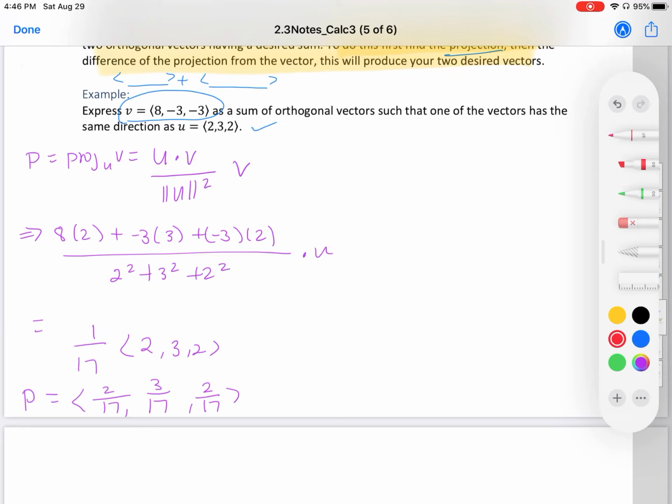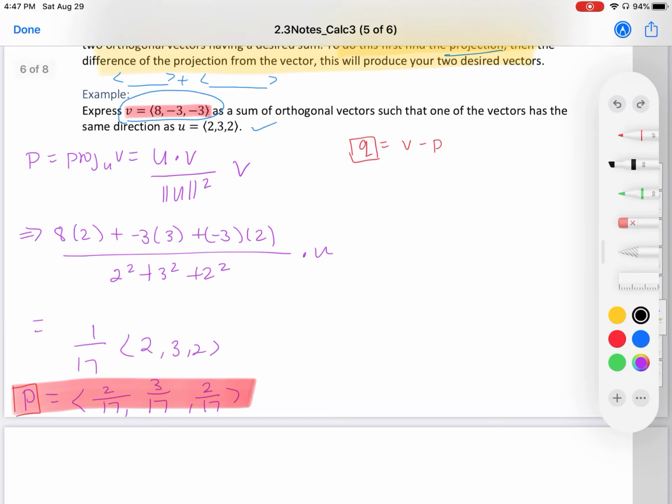So what we want to do is take Q from V minus P. What is Q? Q is our new vector that we're trying to find. So we found P. Now we're trying to create another vector Q. That'll be made up by V minus P. So we have V here, and we have this vector P that we found. Let's go ahead and work that out.